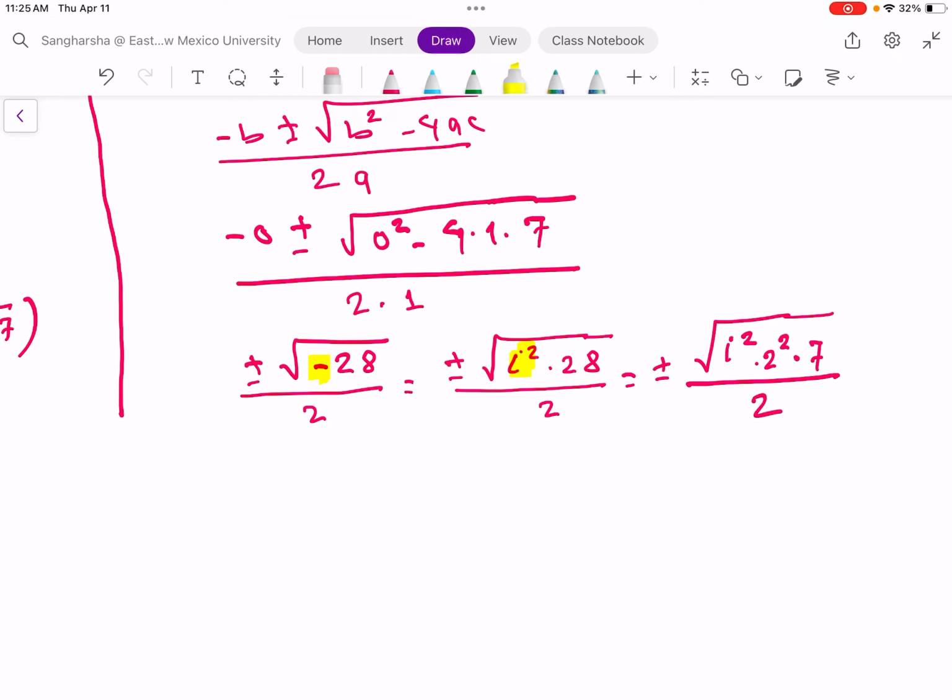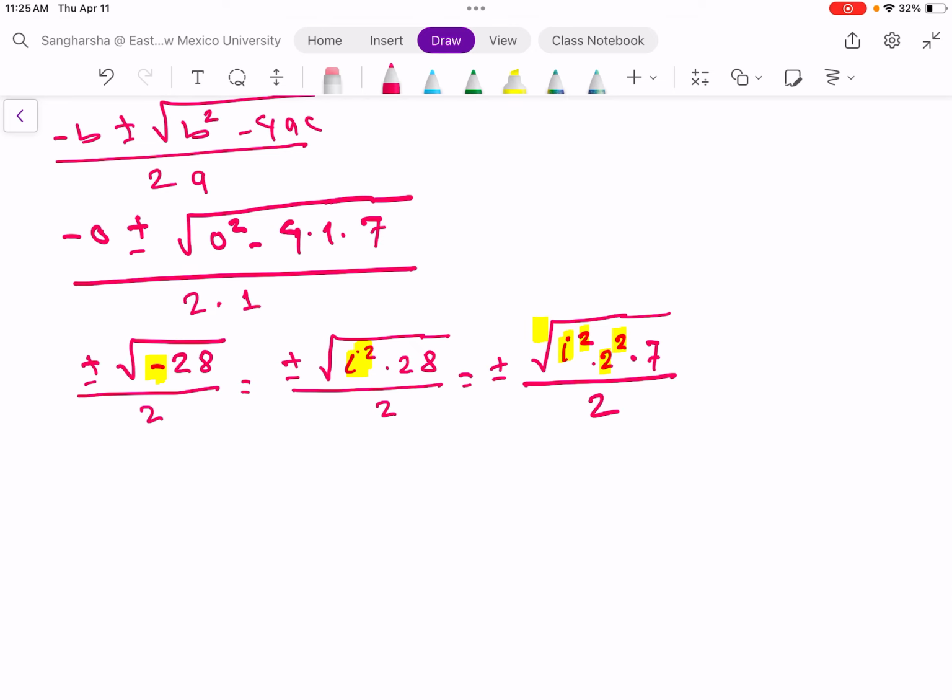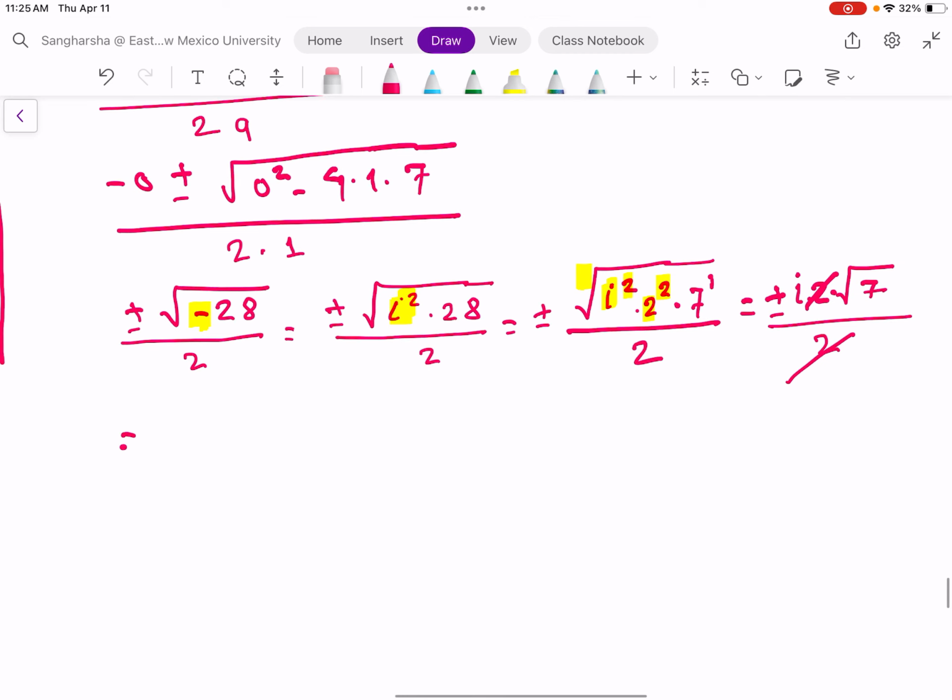Now what can we do for i and 2? They have the exponent 2 and the index is 2, so they come out of the radical sign. So you can write i and 2 outside the radical sign. We have plus or minus i times 2 outside the radical, and for 7, the exponent is 1, so it stays under the radical sign, all divided by 2. Can we cancel the 2 here? Yes, because we have a product in the numerator, so you can cancel 2 and 2. From here, we get plus or minus i root 7.